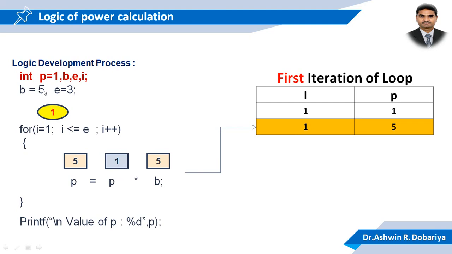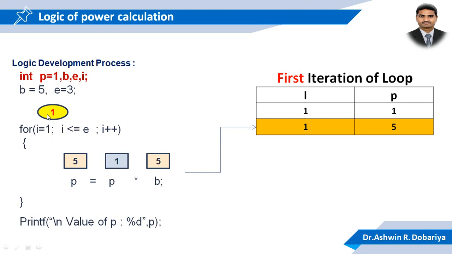Another important part is P. Here we have initialized P to 1. Why? Because if we initialize it to 0, then if we multiply 0 with any other value, it becomes 0 overall. That's why 1, because the first time when we multiply with the base, there is no change in the answer. So P is equal to 1. Let's execute it one by one.